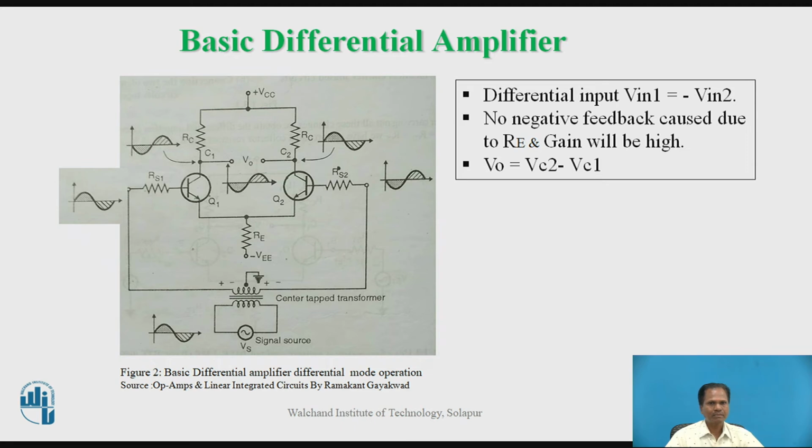So the output voltage is taken between the two collectors, that is, at the collector of transistor Q2 with respect to the voltage at the collector of transistor Q1. So for differential input, the gain of the differential amplifier is maximum.